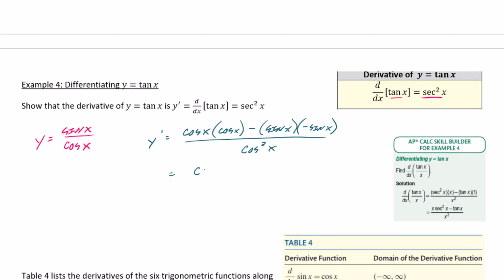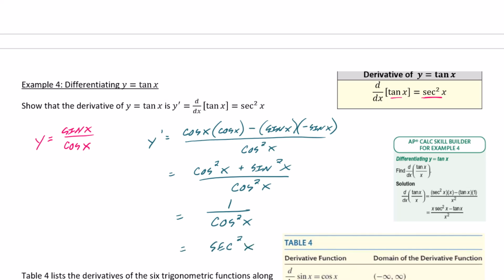And at this point, we hopefully would be able to see that the top is cosine squared of x. The double negative on the signs make it a positive sine squared of x, still all over cosine squared of x, which then hopefully we could see that sine squared and cosine squared, or at least remember from one of the Pythagorean identities, is equivalent to 1. And then a 1 over a cosine is secant, so a 1 over a cosine squared would be secant squared of, and then whatever the angle is.